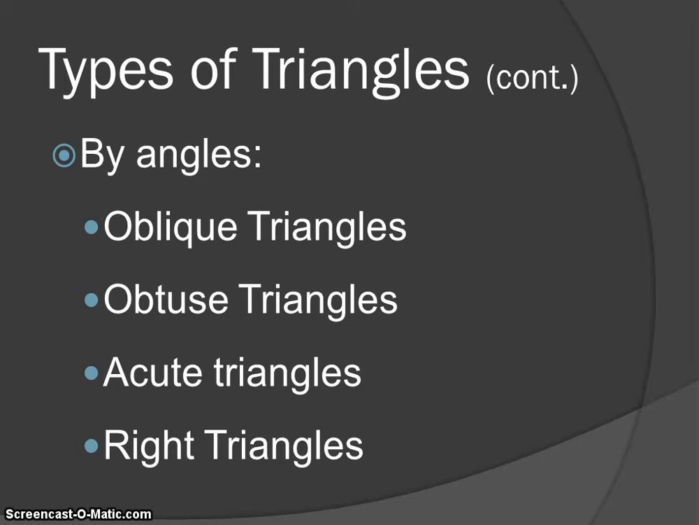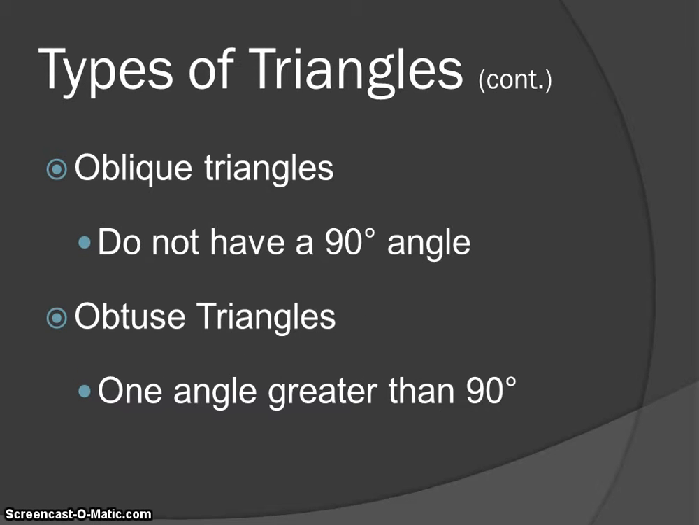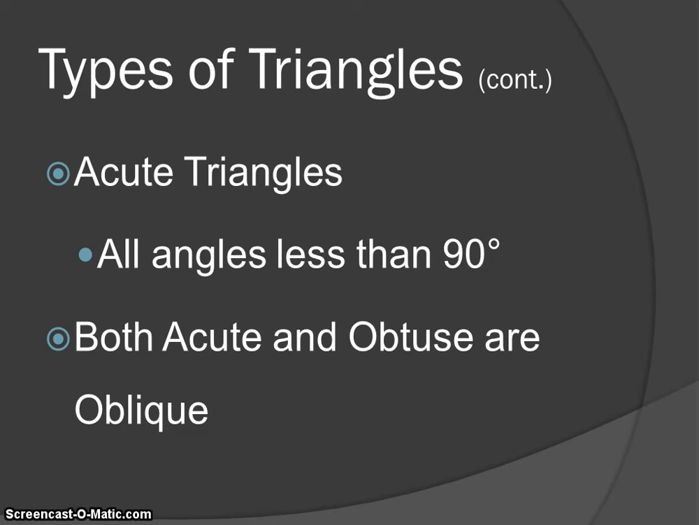Triangles can also be grouped by angles. There are four different types of triangles when grouping them by angles. There are oblique triangles, obtuse triangles, acute triangles, and right triangles. Oblique triangles are triangles that do not have an angle equaling 90 degrees. Obtuse triangles are triangles in which one angle is greater than 90 degrees. Acute triangles are triangles in which each angle is less than 90 degrees.